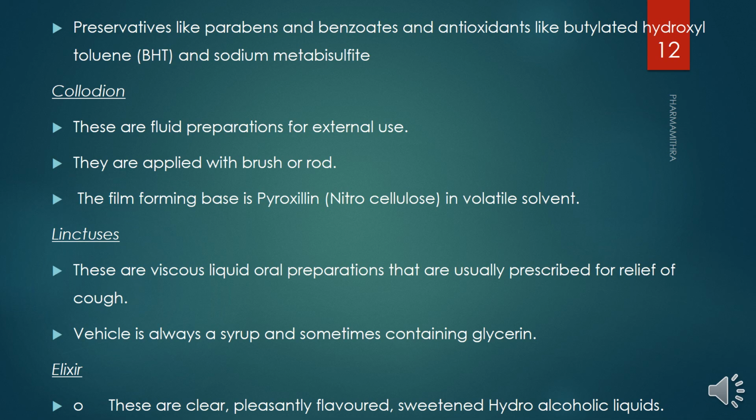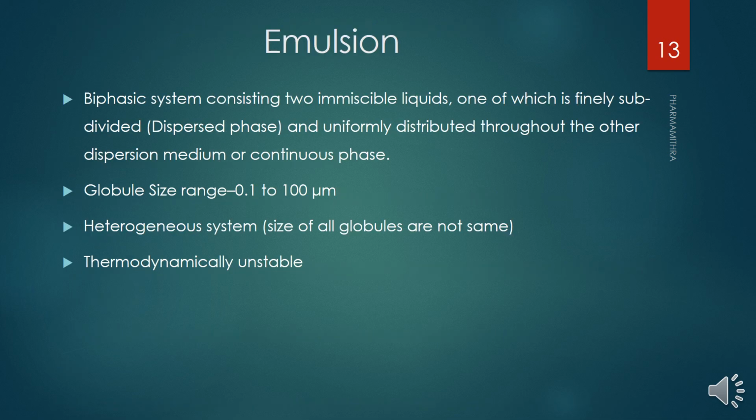So, what are the basic concepts here? The next important topic is emulsion. Emulsions are biphasic systems consisting of two immiscible liquids, one of which is finely subdivided particles uniformly distributed throughout the other, the continuous dispersion medium. The size range of the emulsion globule is 0.1 to 100 microns. This is a heterogeneous system and it is thermodynamically unstable.